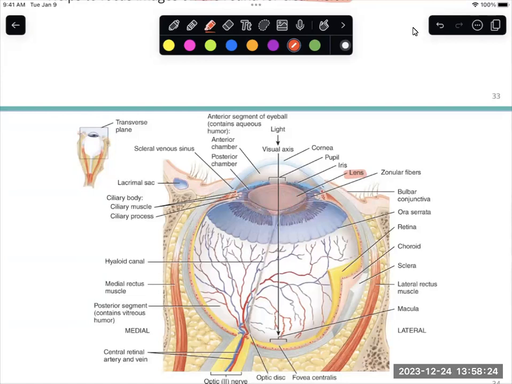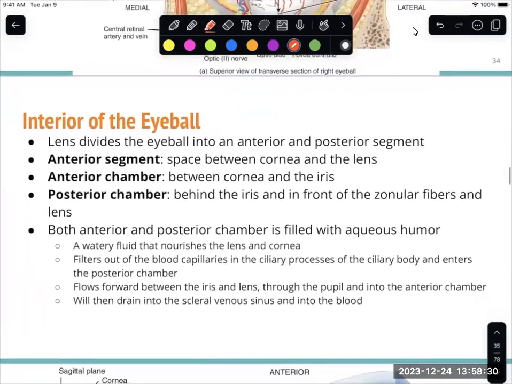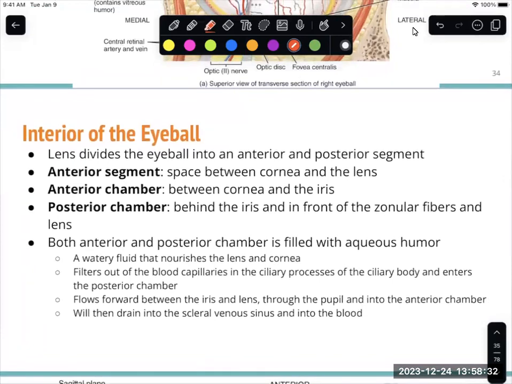This lens is made of that crystalline protein so that it can change shape. So let's look at how our eye is divided up. Our eye is divided into an anterior and posterior segment. The anterior segment is between the cornea and the lens, so that clear layer on the front, all the way through to the lens.